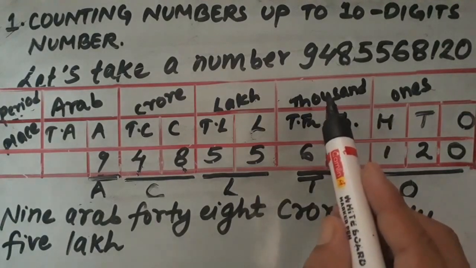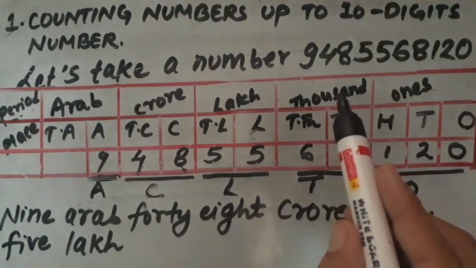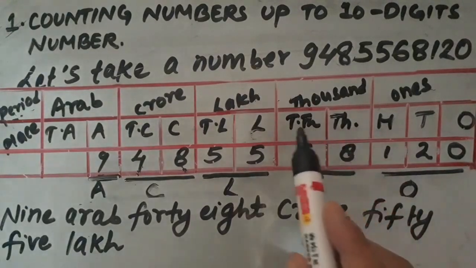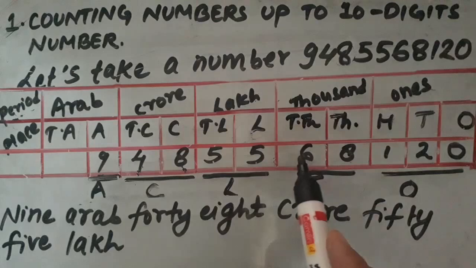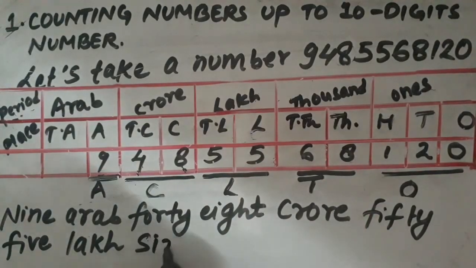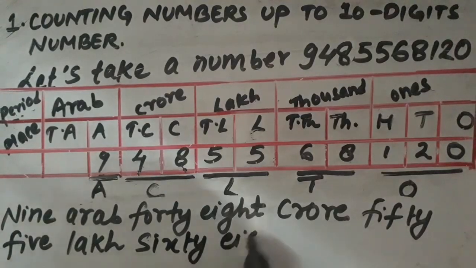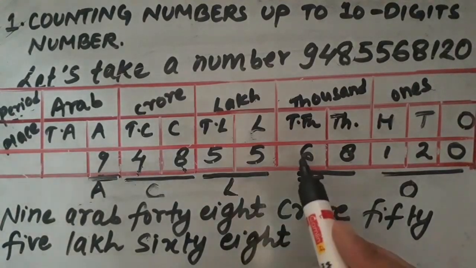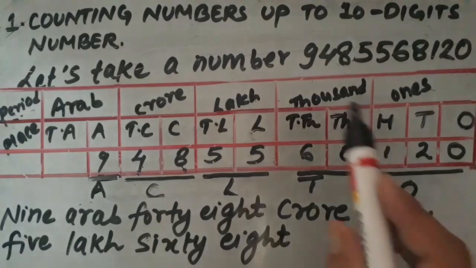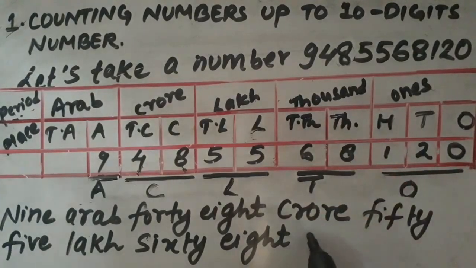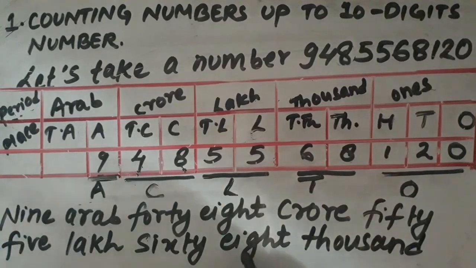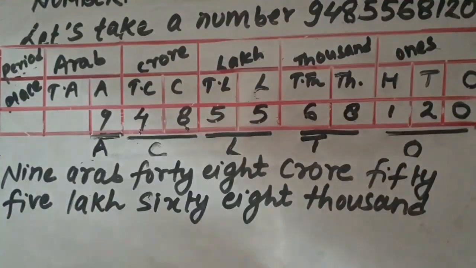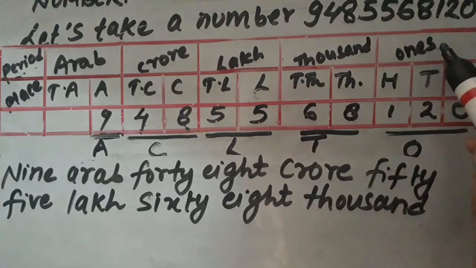So students, 1000 also has 2 places, that is 1000 and 10,000. So at 1000 there is 8 and at 10,000 there is 6. So 6, 8 makes 68. So students, 68. Now 68 comes under the period of 1000. So therefore we have to write 1000. 68,000. Now students, let's come under the period of ones.